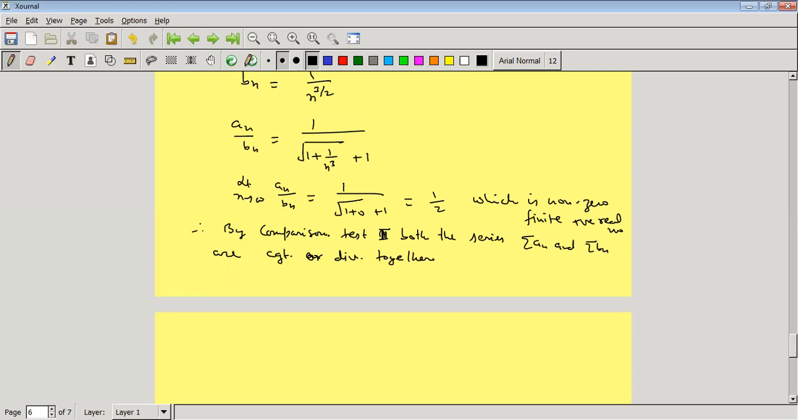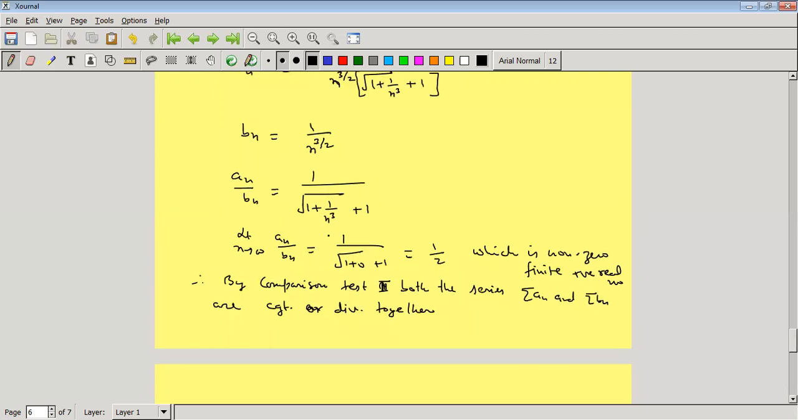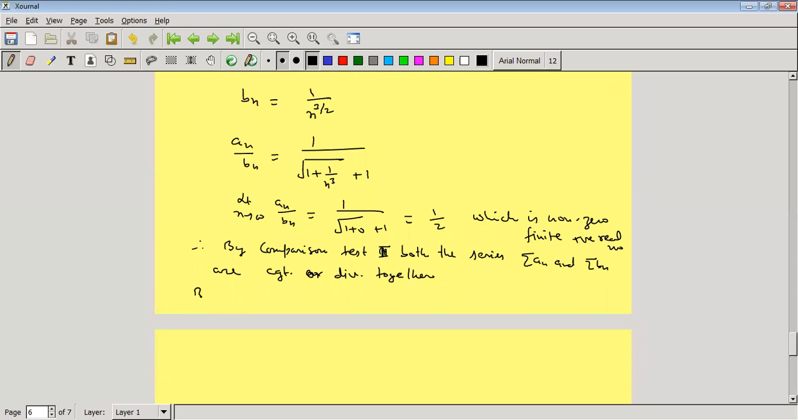Now we have to check the behavior of series bn. Summation bn, that is summation 1 upon n to the power 3 by 2, is convergent by p test for p equal to 3 by 2, which is greater than 1. Thus, summation an is convergent by comparison test.